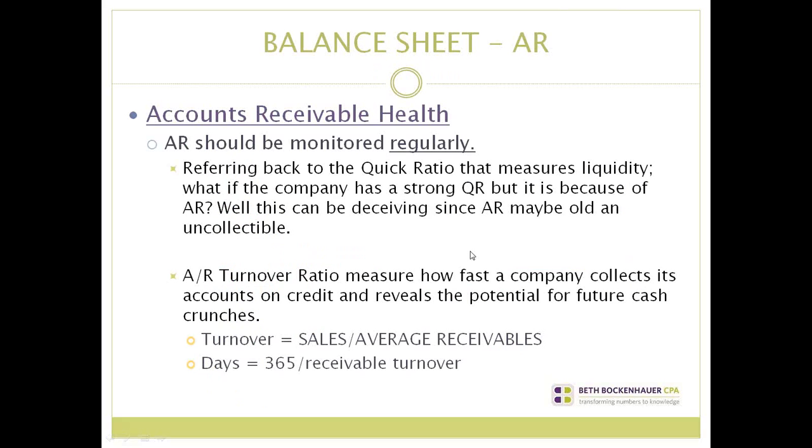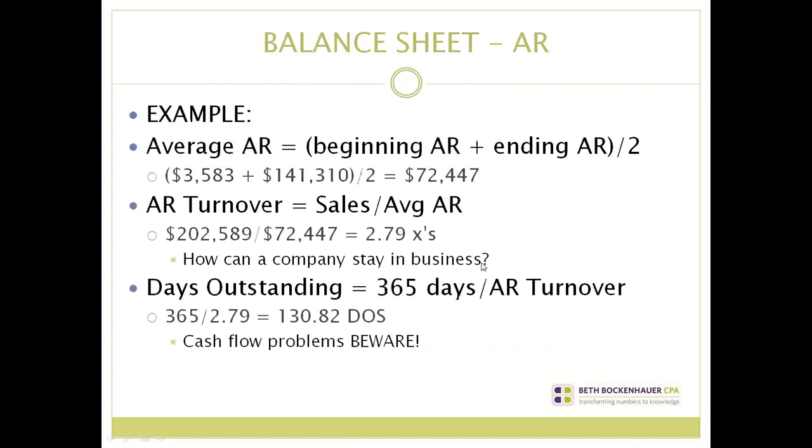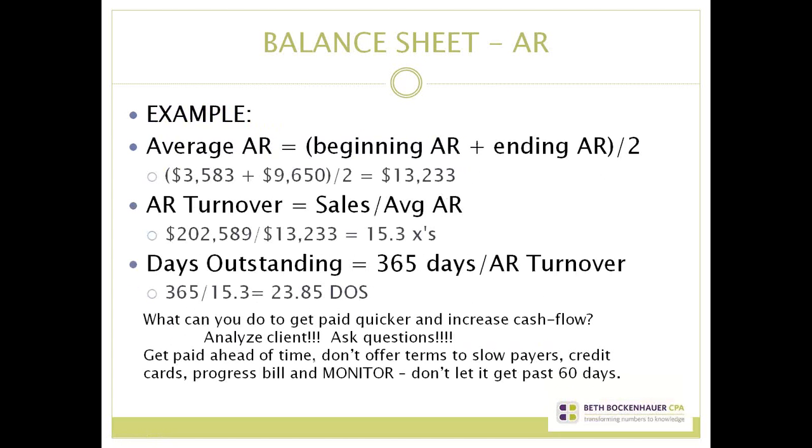So let's now move on and look at a healthy AR example. Using the calculation beginning AR plus ending AR divided by 2, we have $3,583 as our beginning and $9,650 as our ending, and we divide that by 2. We get average AR of $13,233. Then we calculate our turnover, and we take our sales from our profit and loss of the period we're analyzing, and our sales were 202 and change divided by our average AR, and we get 15.3 times, much better than the 2.79 that we just saw.